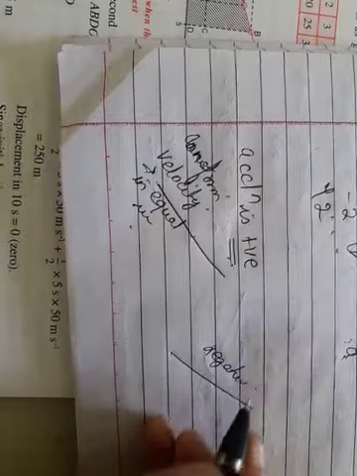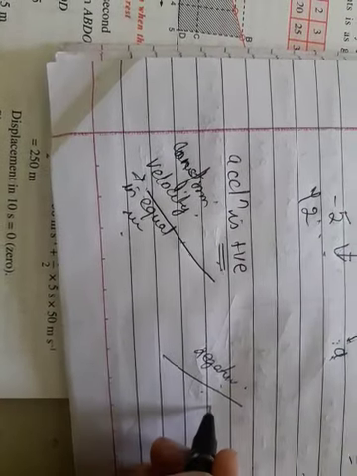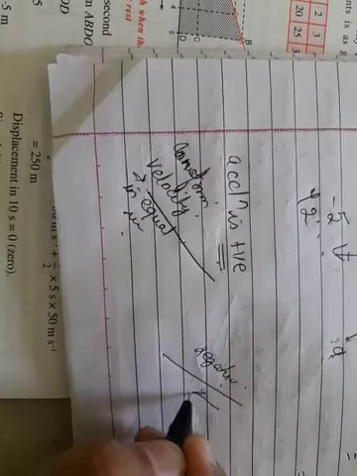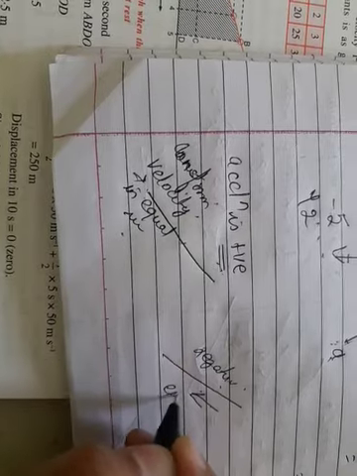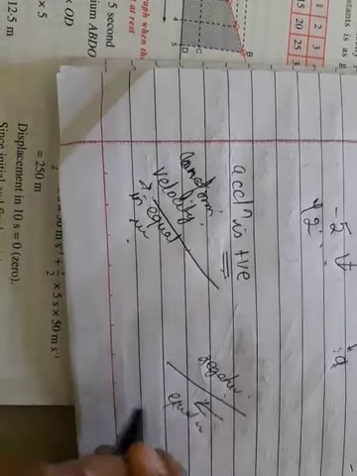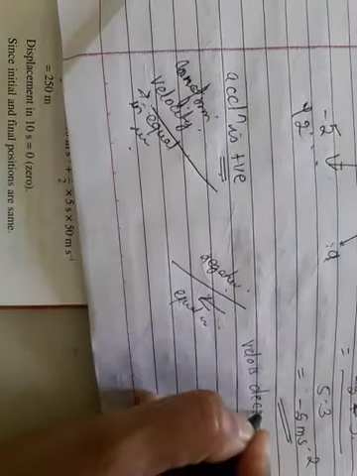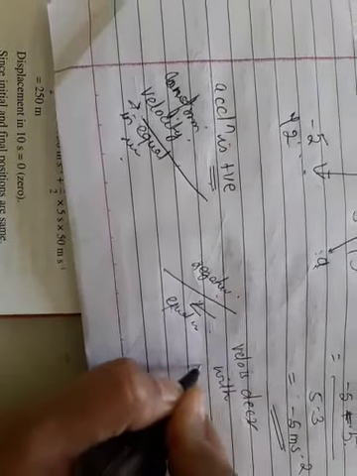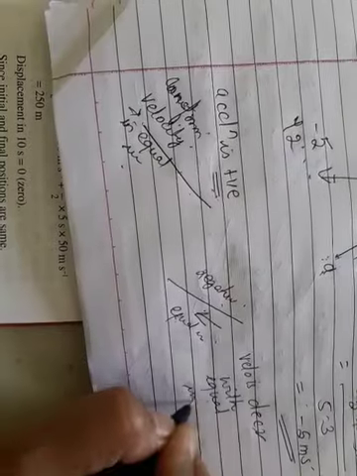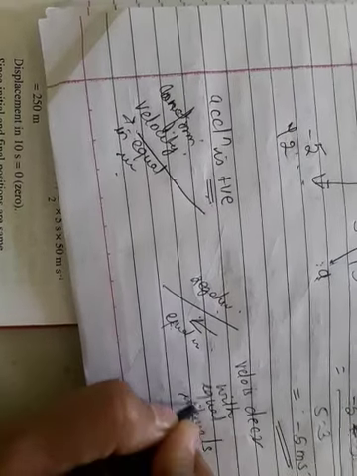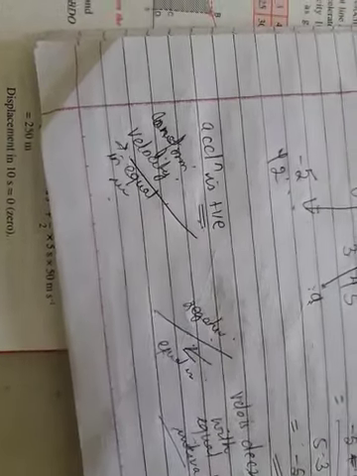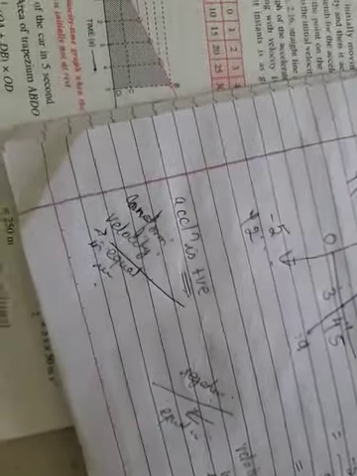So how can it be negative? If there is a uniform retardation, that is, the velocity is decreasing with equal intervals of time, then we can say acceleration will be negative, so the slope will be negative. So one example we have with it.